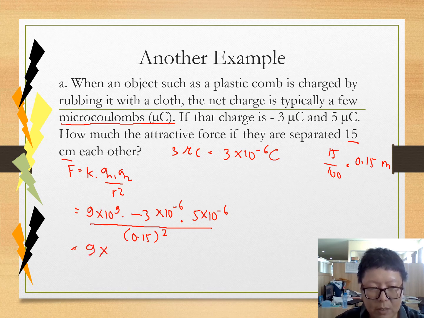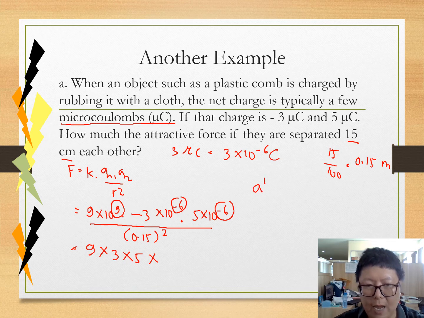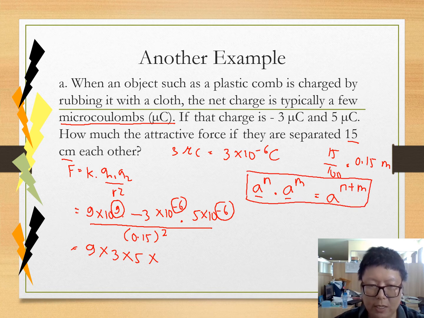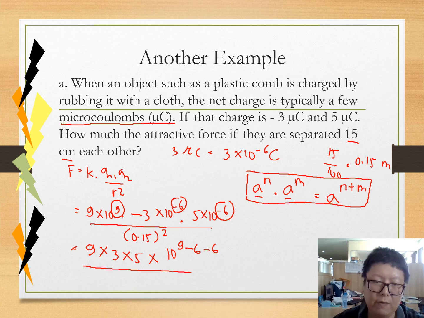9 times 3 times 5 times the powers. I will explain a little bit about mathematics. a to the power of n times a to the power of m, the same base, will be a to the power of n plus m. Don't forget this. So in this case, I can write 10 to the power of 9, and I add negative 6 and also negative 6, over 15 per 100 times 15 per 100.